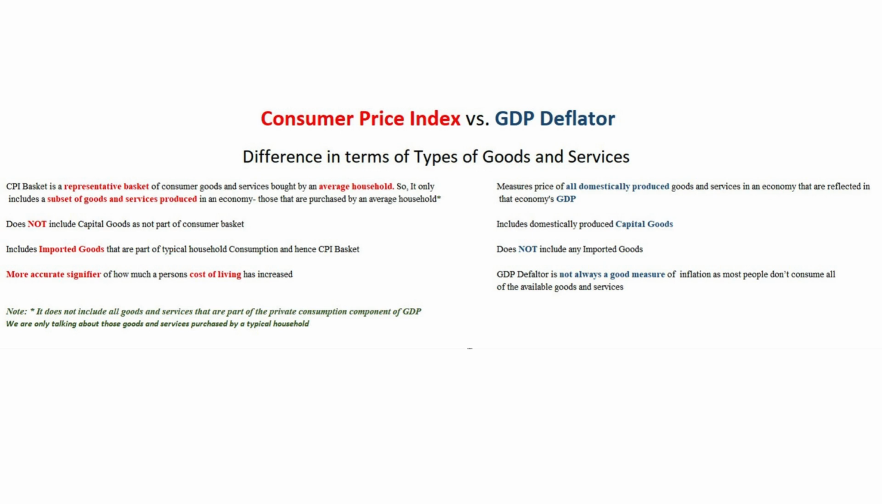Now, CPI is a more accurate signifier of how much a person's cost of living has increased because it's a representative basket of consumer goods and services purchased by an average household. While the GDP deflator, however, is not always a good measure of inflation, as most people don't consume all of the available goods and services.